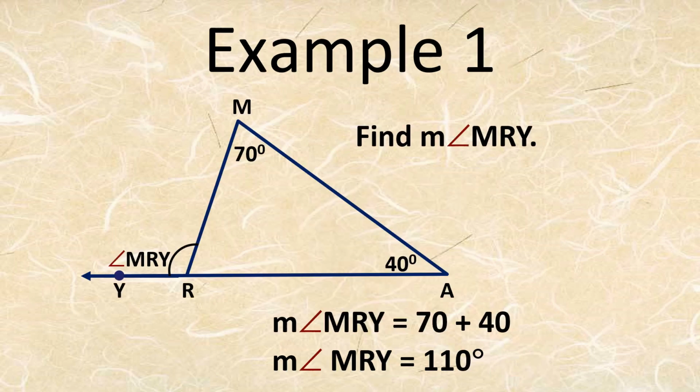Okay, so let's apply it some more. Example 1: find the measure of angle MRY. You trace the letters M, R, Y. Angle MRY is an exterior angle. So that means it is equal to 70 plus 40, which equals 110 degrees. That is by the exterior angle theorem.